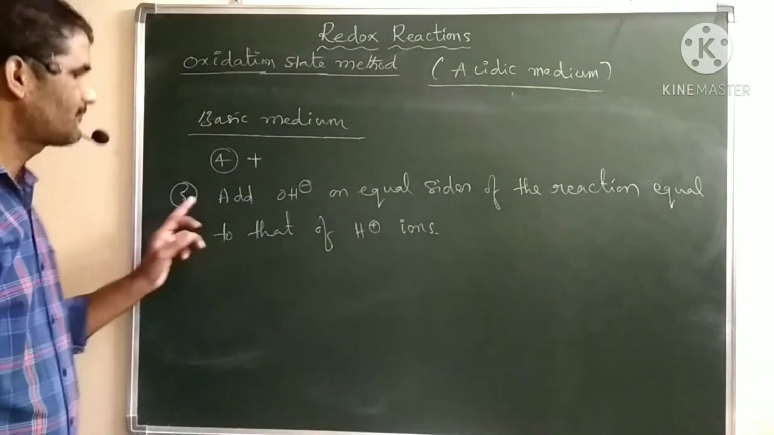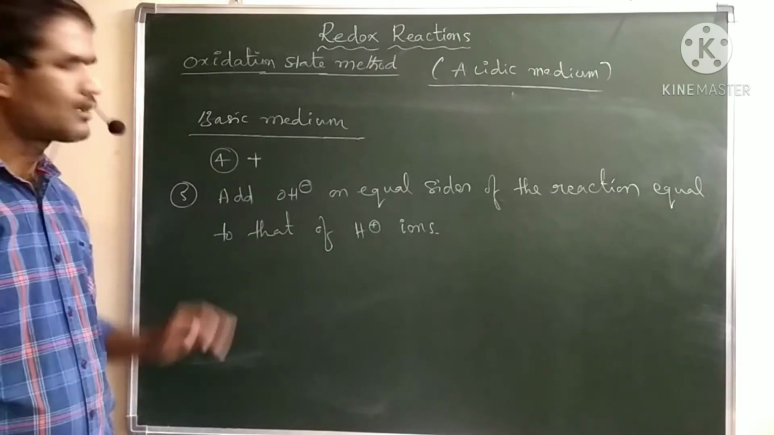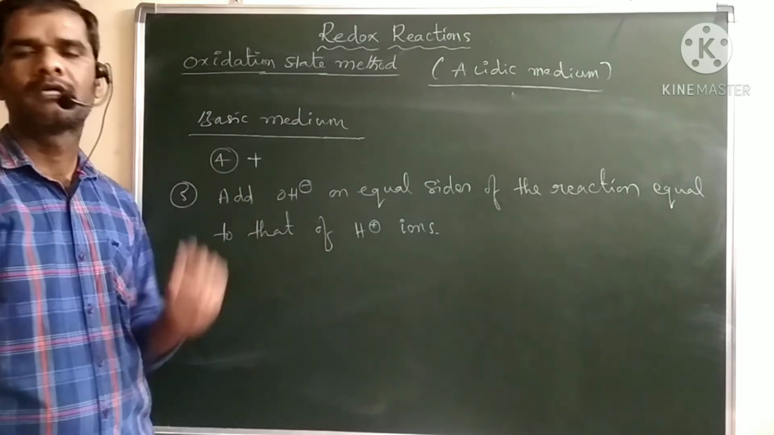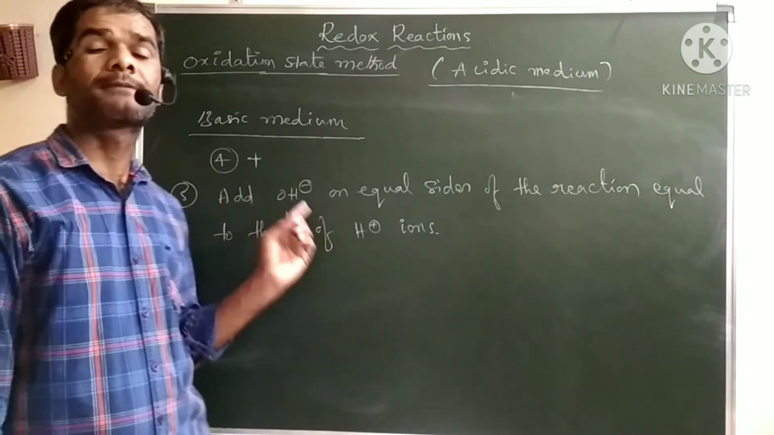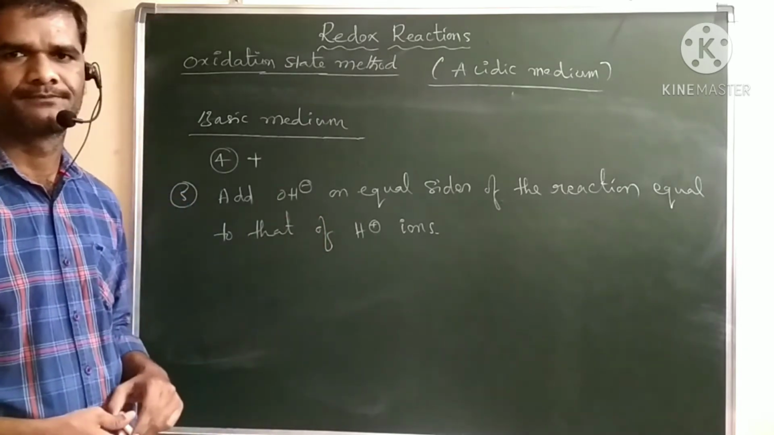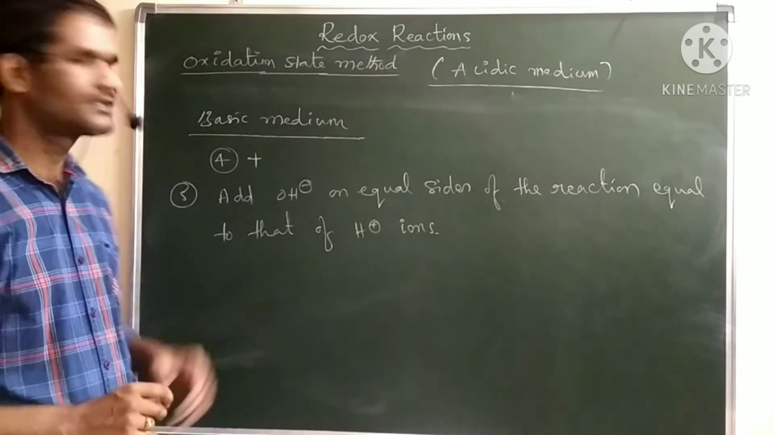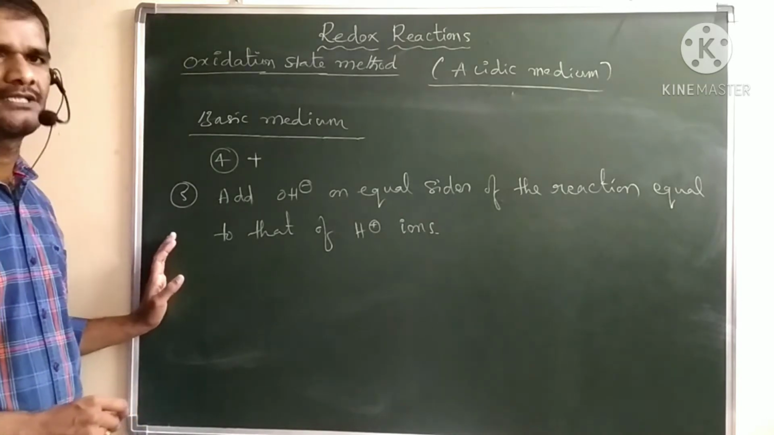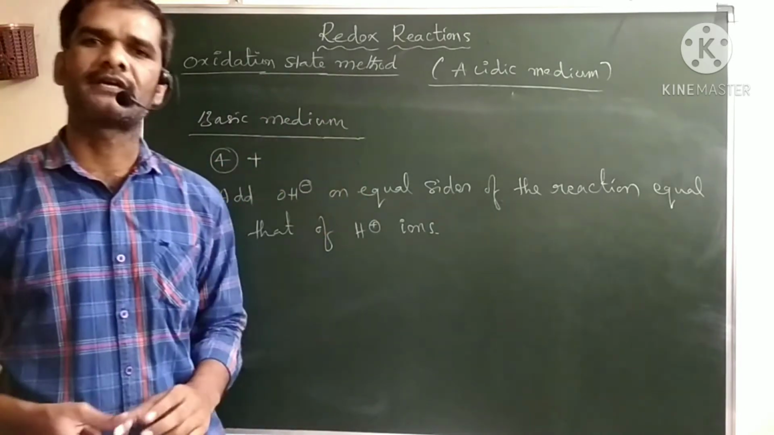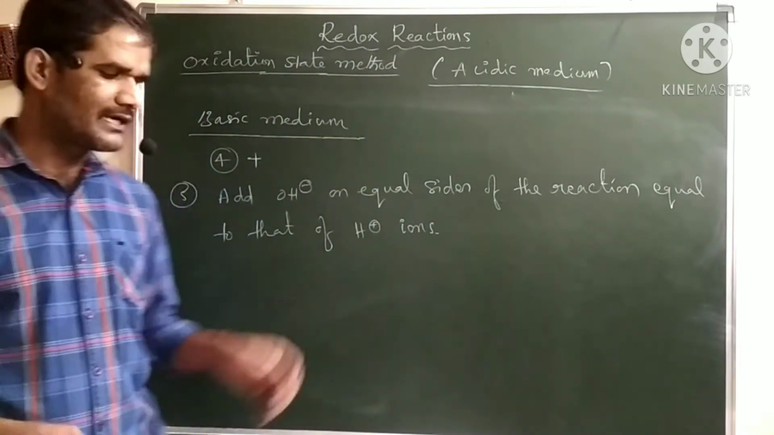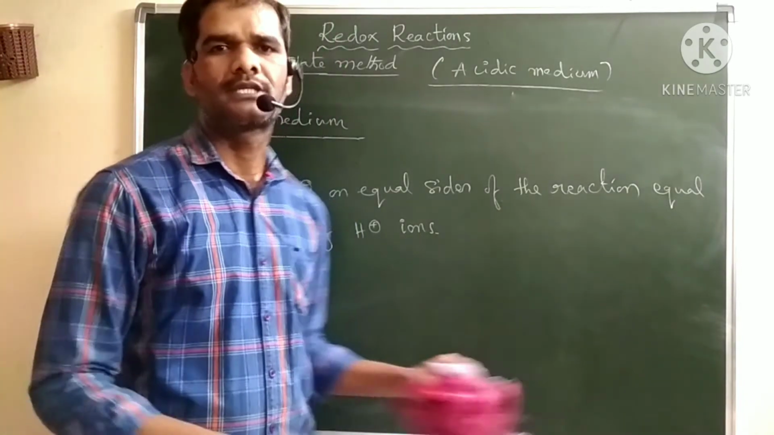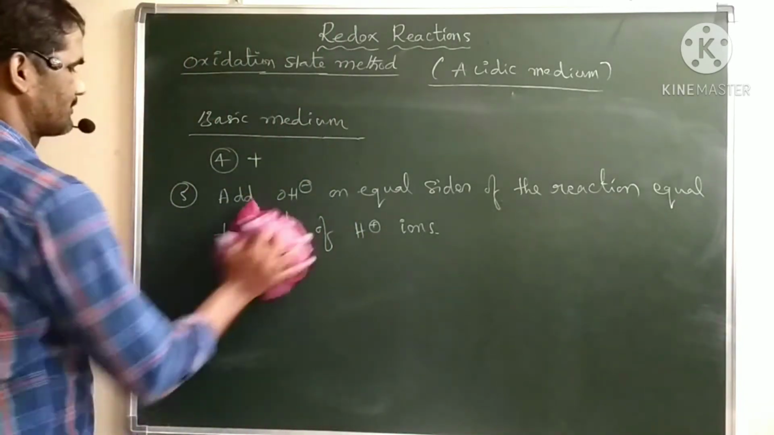So in the 5th step we have to add OH minus. How many OH minus? That is equal to the number of H plus ions already present in that redox reaction. So these are the 5 steps in case of basic medium, 4 steps in case of acidic medium. Now we will take one example in the acidic medium and one example in the basic medium.